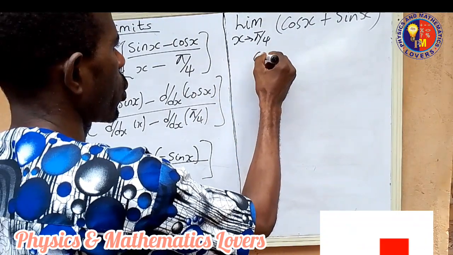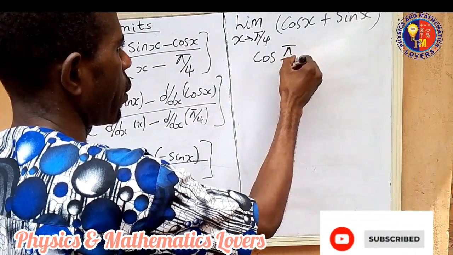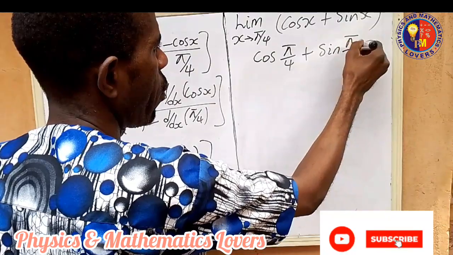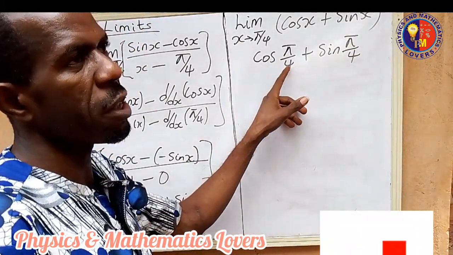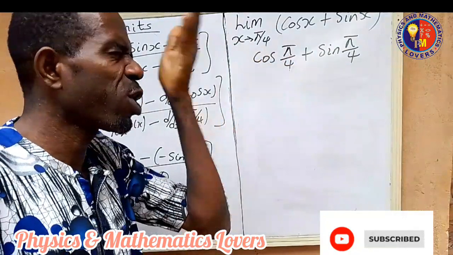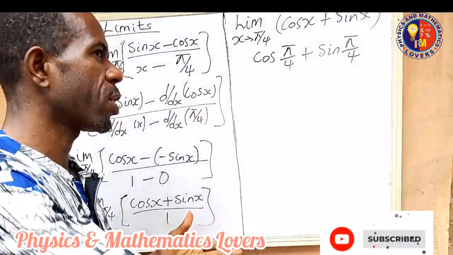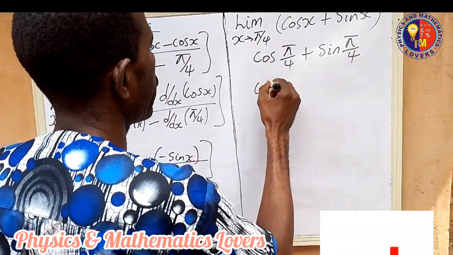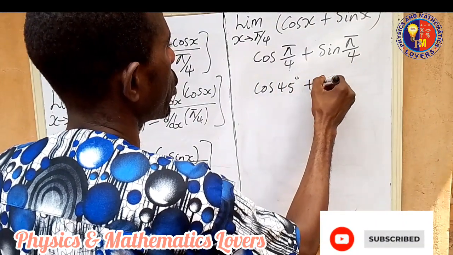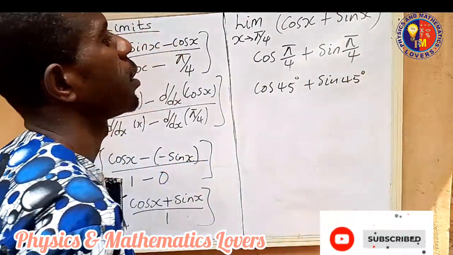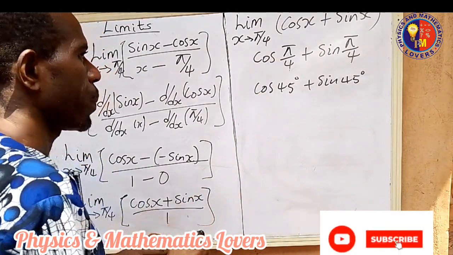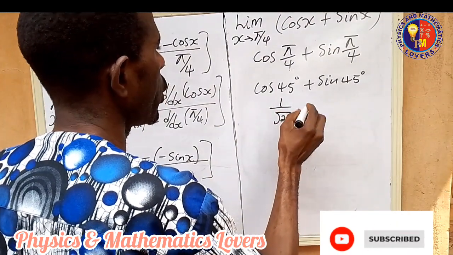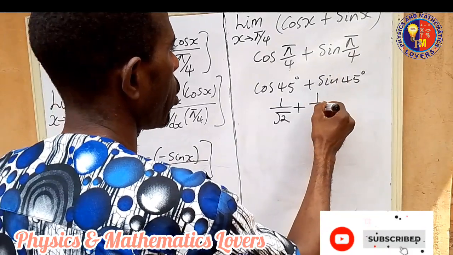This gives us cos pi over 4 plus sine pi over 4. This pi over 4 is in radians, so in degrees it means 45 degrees. When you convert it, this gives cos 45 degrees plus sine 45 degrees. In our special angles, cos 45 is 1 over root 2, plus sine 45, which is also 1 over root 2.